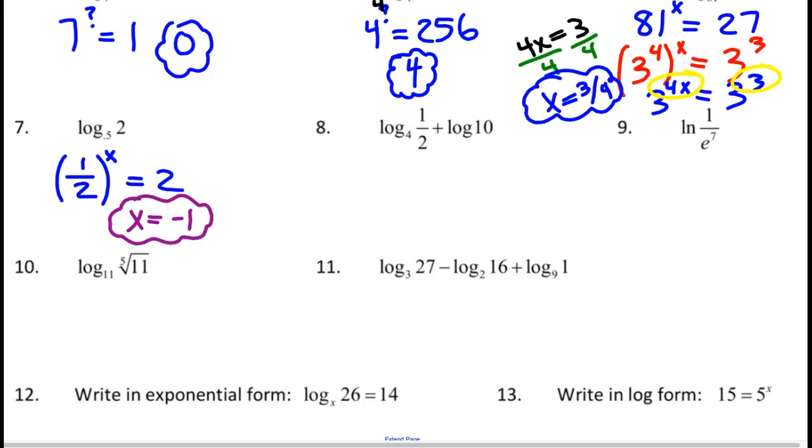You could rewrite those with the same base. How can I rewrite 1/2 as a power of 2? That's 2 to the negative 1 to the x is equal to 2 to the 1. And so negative x equals 1 when x is negative 1.